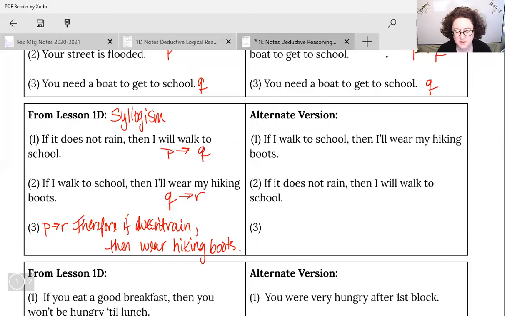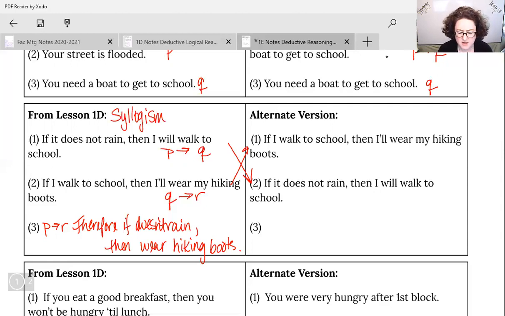So if I walk to school, then I'll wear my hiking boots. Wait a second, that's the same thing that was in the second sentence before. If it does not rain, then I'll walk to school. What is it? Same thing. These are exactly the same 2 statements as we have in this first example on the left-hand side. They're just reversed from each other. They're flip-flopped.